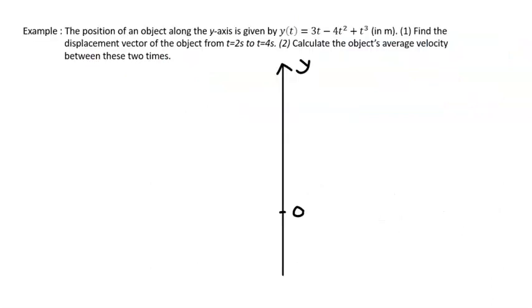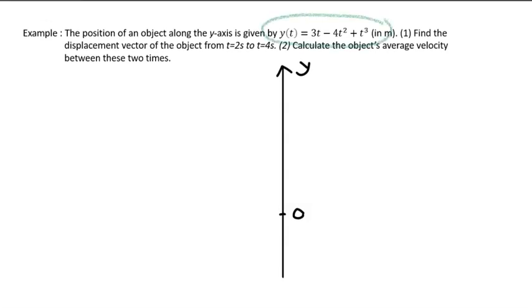Let's look at a simple example. The position of an object along the y-axis is given by this expression. As time changes, the position, the y-coordinate, changes. That's what it means. Now find the displacement vector of this object from the second to the fourth second, and also calculate the average velocity between these two times.